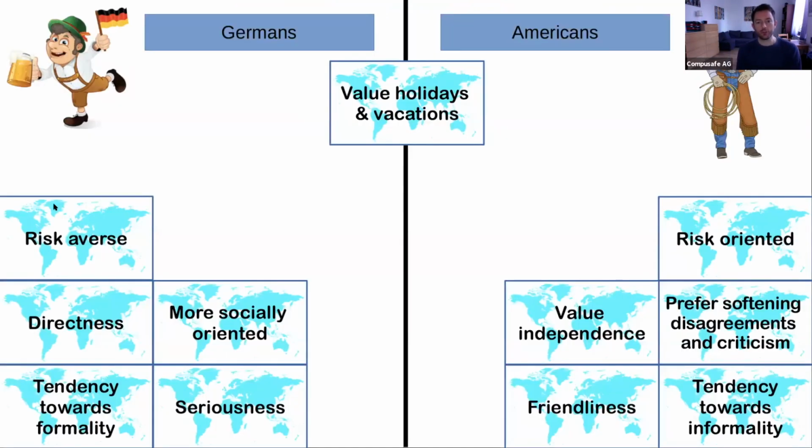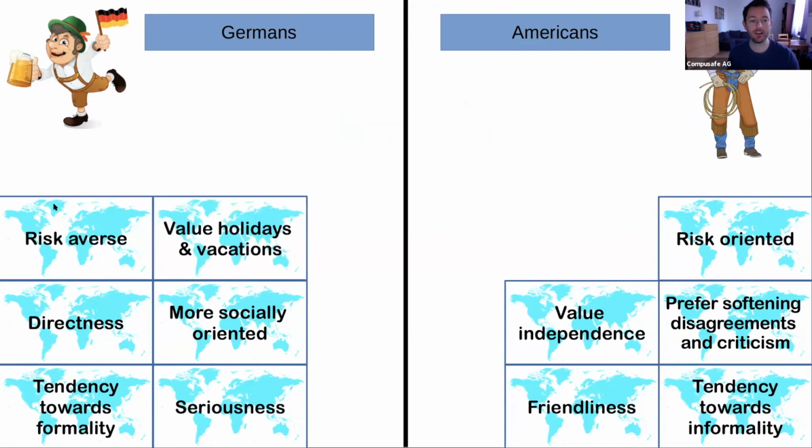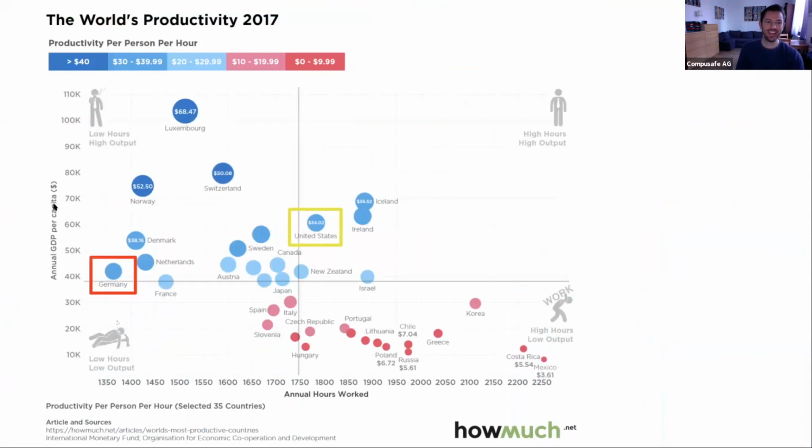Okay, so who do you think values holidays and vacations more, Germans or Americans? This might surprise you, actually. I don't know, maybe not. But I would say the Germans. And here's the proof. So this is world productivity.